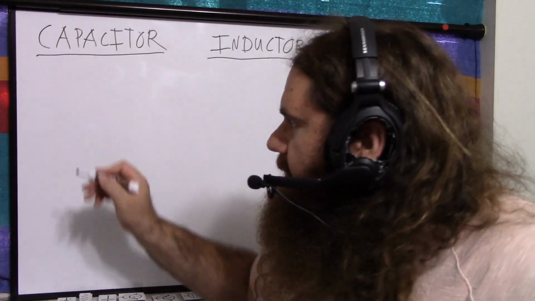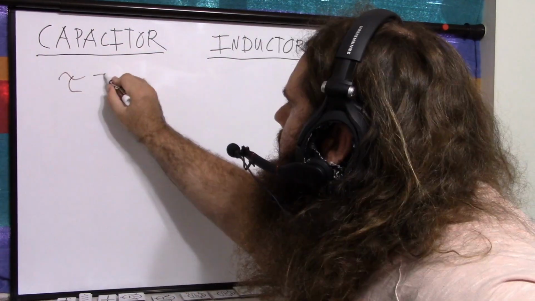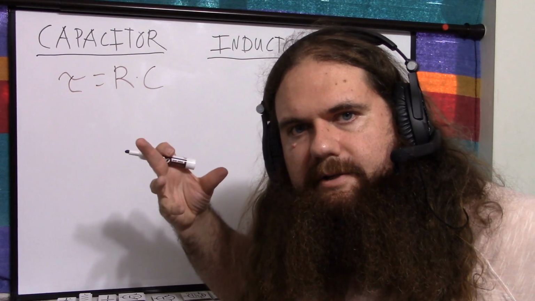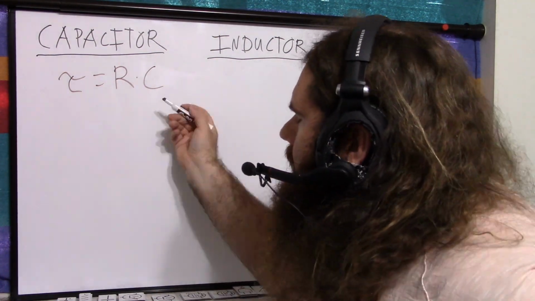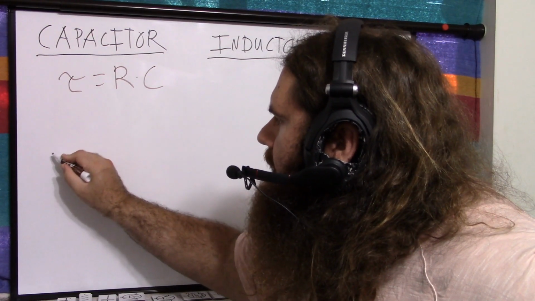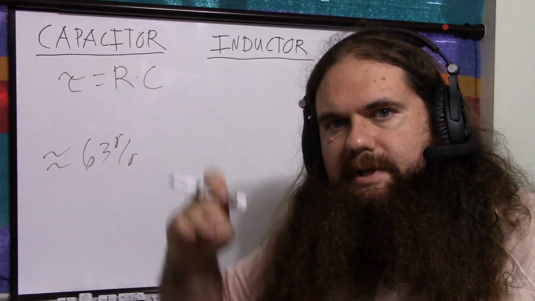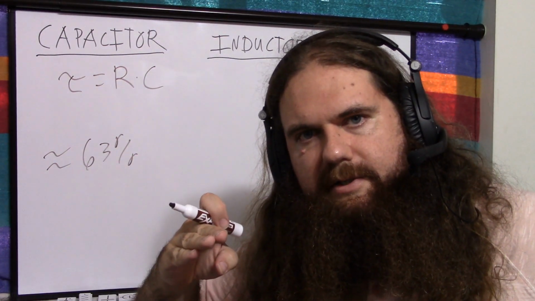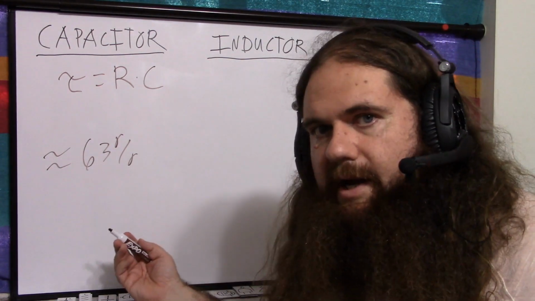Do you remember this? Tau, that's pi. I think I do that every time. Tau equals R times C. Resistance times capacitance is called the RC constant. This is when you're trying to do timing. We say that R times C is approximately 63% charge. If the capacitor is empty, it's 63% charge up to full. If the capacitor is full, it's 63% discharge down to empty. 63% roughly, and that's the time in seconds.